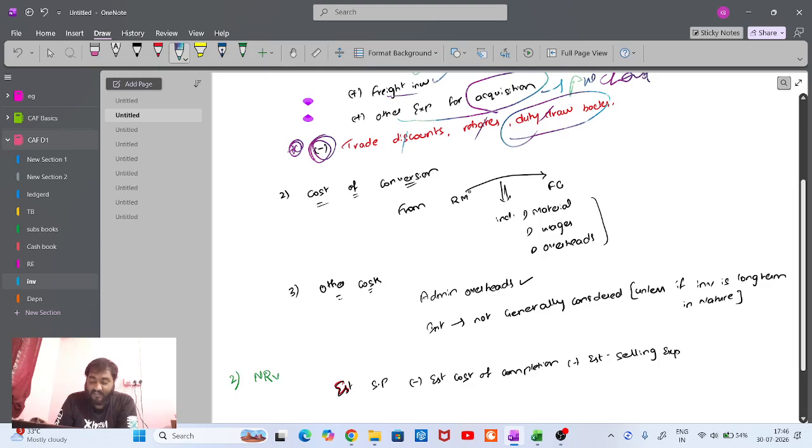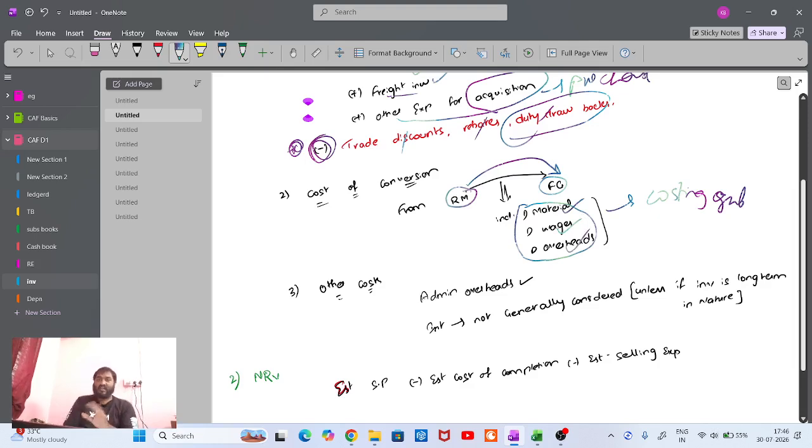Conversion means raw materials that are converted to finished goods. This is the conversion. What are the costs that are included in the conversion? You'll get it in the CA intermediate costing chapter, costing subject. There are three costs that are most significant, which are material, wages, and overheads. Overheads means basically other expenses, more or less.